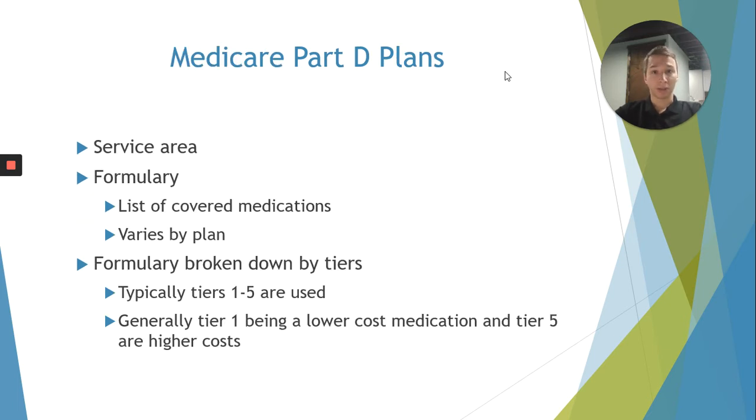In order to get those plans, you must live in that specific plan's service area. And all plans have a formulary, which is really just a fancy way of saying this is the list of medications that we cover. That list is typically broken down into tiers. Five is the most common. Tier 1 is going to be your lowest cost as far as filling that prescription. Oftentimes this is made up of preferred generics, and then it goes up from there, with 5 typically being the most expensive. A lot of times this is specialty medications. Oral chemo is a common one that falls into there.